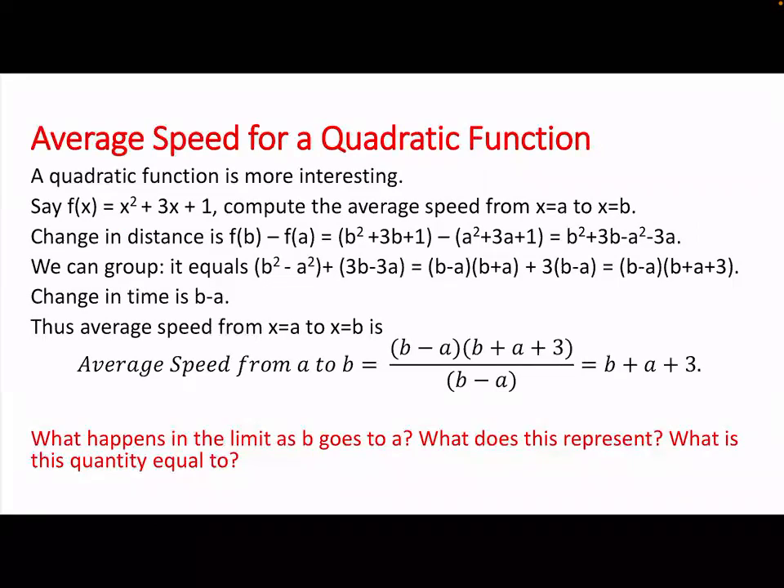Now we could ask, what happens in the limit as b goes to a? So as b goes to a, what would the above converge to? Is it like an instantaneous speed? So it will converge to the instantaneous speed, and we know the average speed from a to b is b plus a plus 3. So as b goes to a, what does b plus a plus 3 go to as b goes to a?